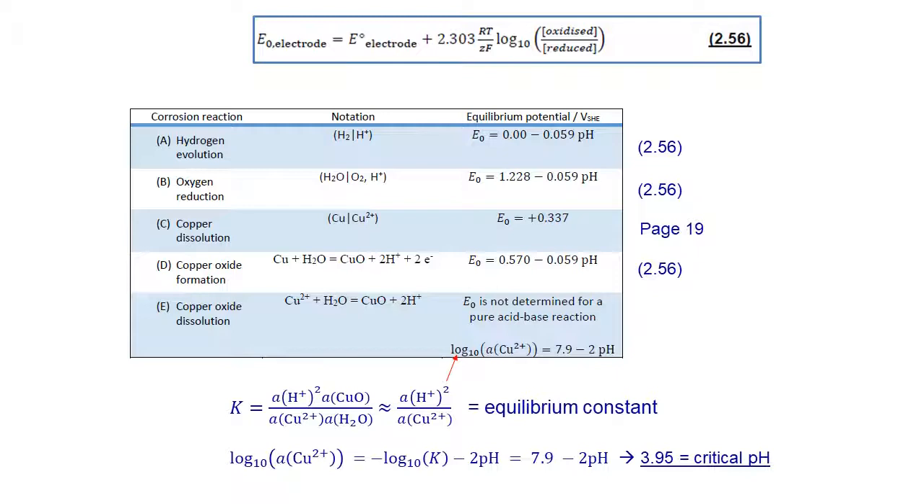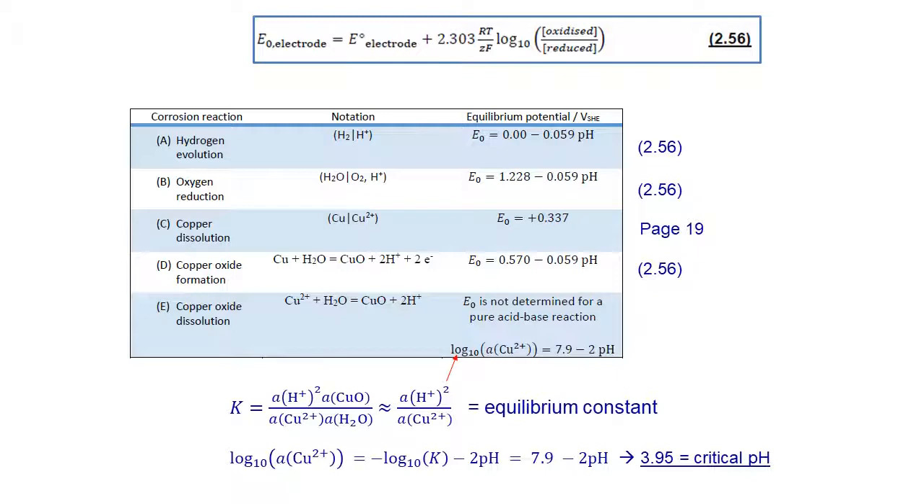Then row C looks at the copper oxidation to copper 2+ ions, and we can simply describe that using an equilibrium. So we can say it's equilibrium potential. Well, if the copper 2+ ions we're considering are at standard concentration of 1 molar, then the equilibrium potential for that process is just equal to the standard electrode potential. So that's plus 0.337 volts SHE.